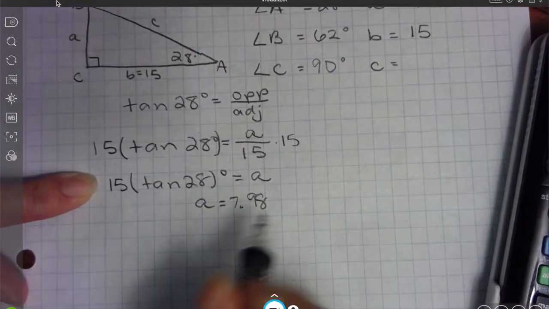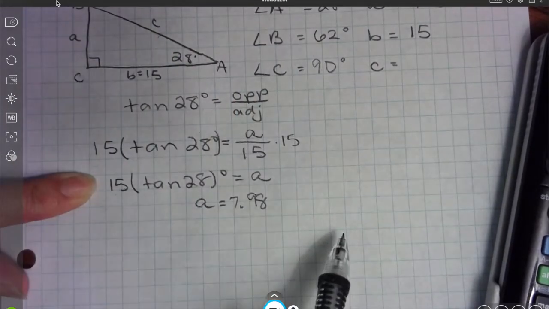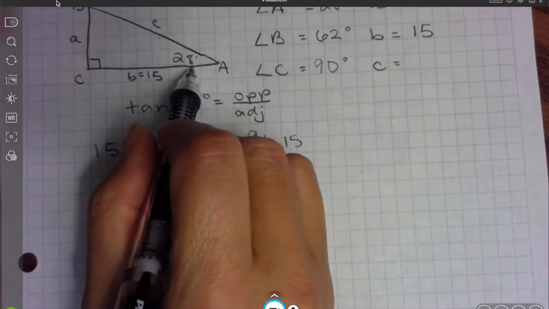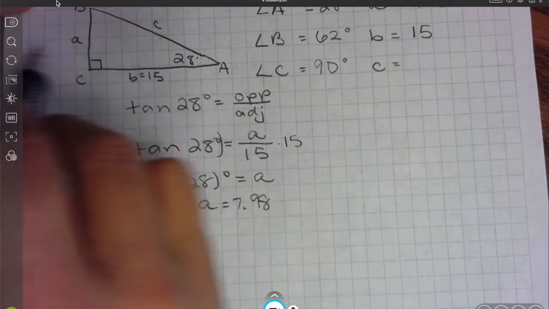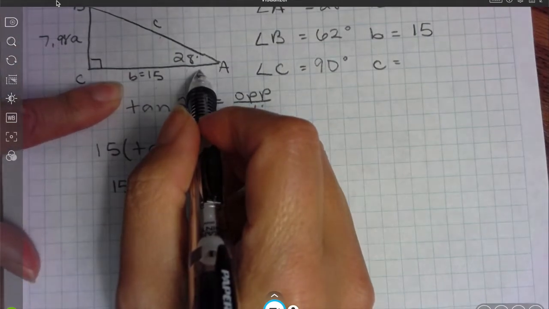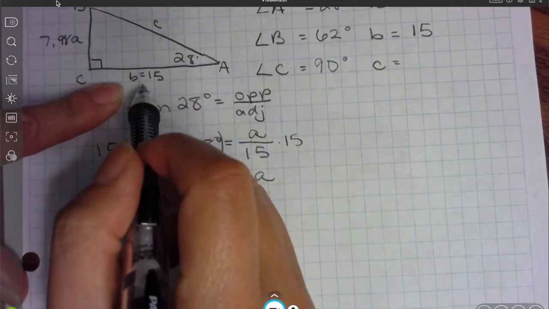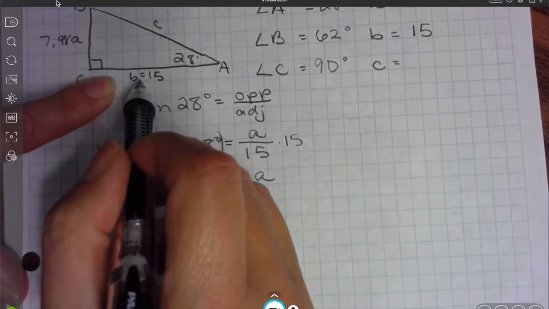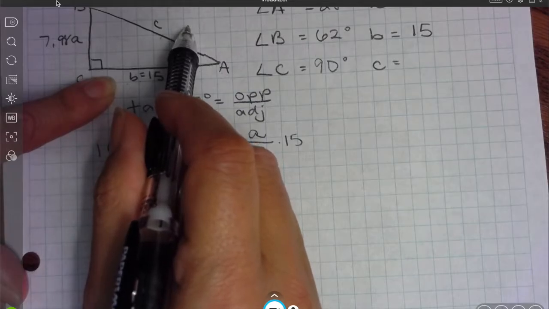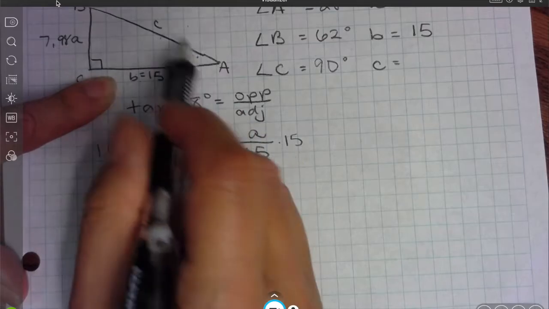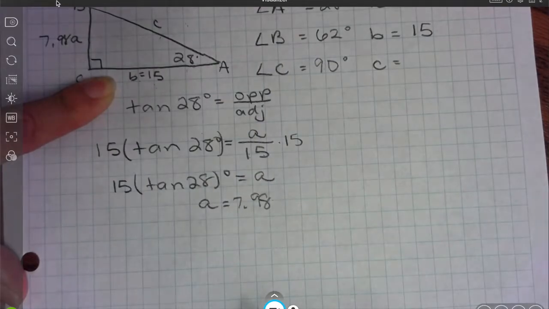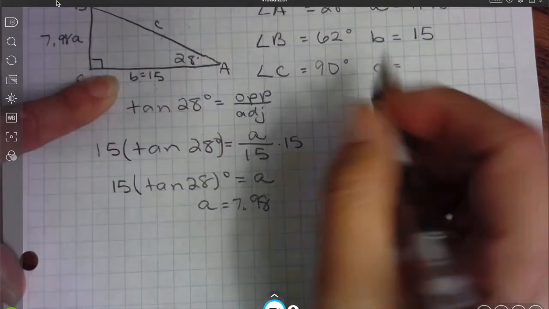Last one we're going to solve is going to be c. All right, so we're going to use the same idea. For c, we now know that this one is 7.98. I want to find c. So which function can we use? We can use cosine, right? Adjacent over hypotenuse. Okay, we can use secant. The book uses secant, which is hypotenuse over adjacent. Either way, it'll work out. Okay, so you really get a choice of what you want to choose. I'm going to use cosine.